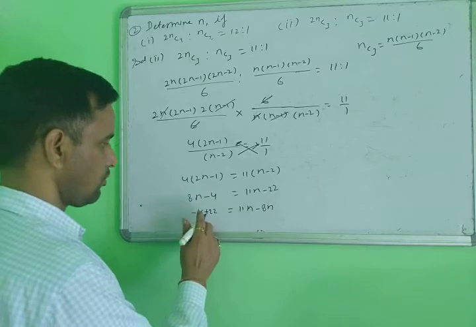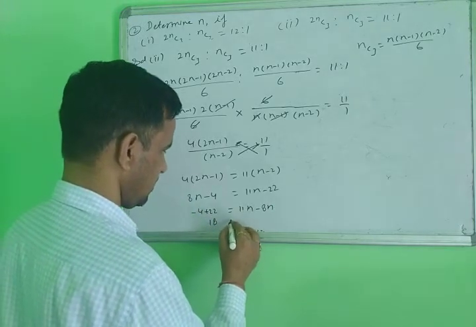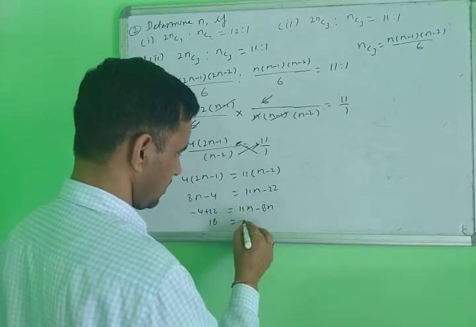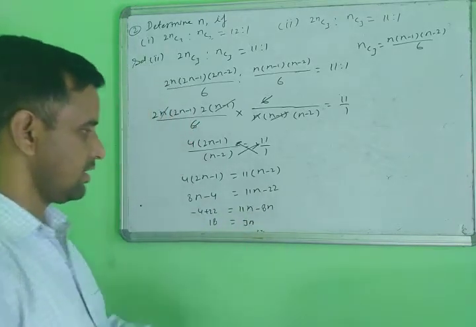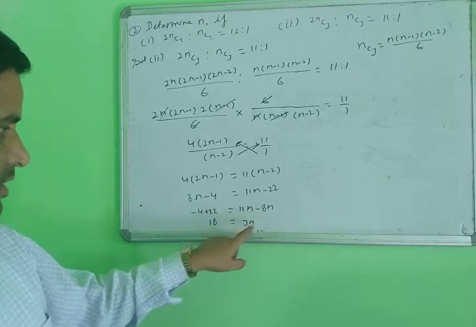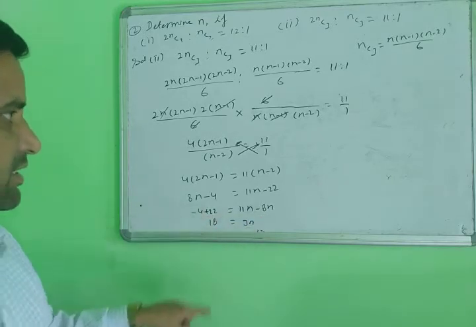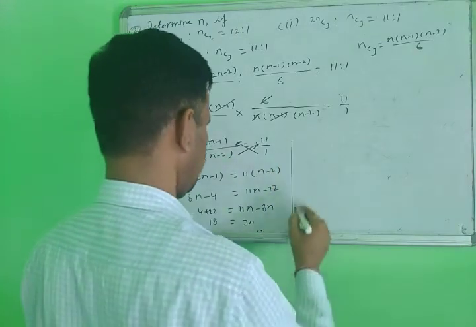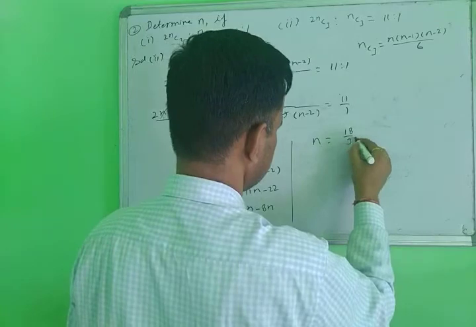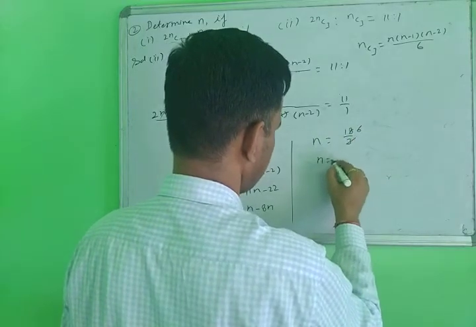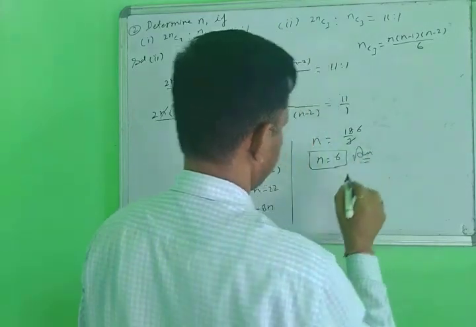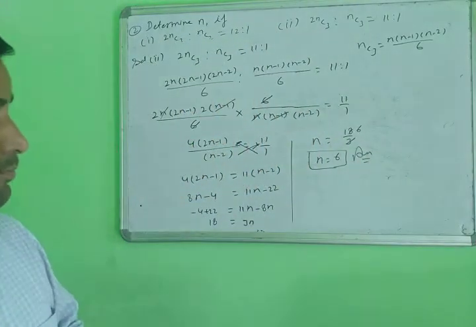So then 22 minus 4 is 18. 11 minus 8 is 3, so 3n. So what value are you getting here? n equal to 18 upon 3, this is equal to 6. n equals 6. This is your answer.